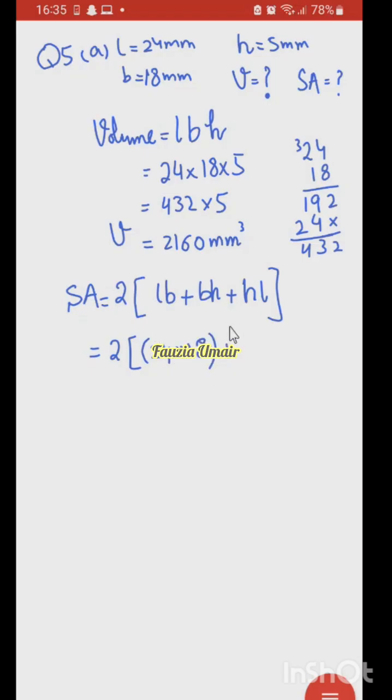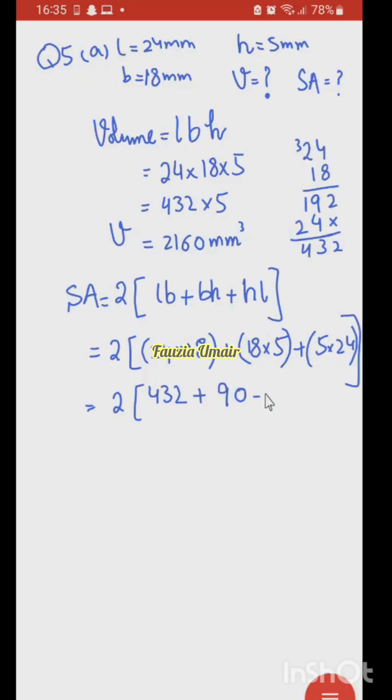18, now 18 plus 18 multiplied with 5, and then plus 5 multiplied with 24. Very good. So now let's do this. Calculation is already done. 24 into 18 is how much? 432. Now what is 18 into 5? 90, plus what is 24 into 5?